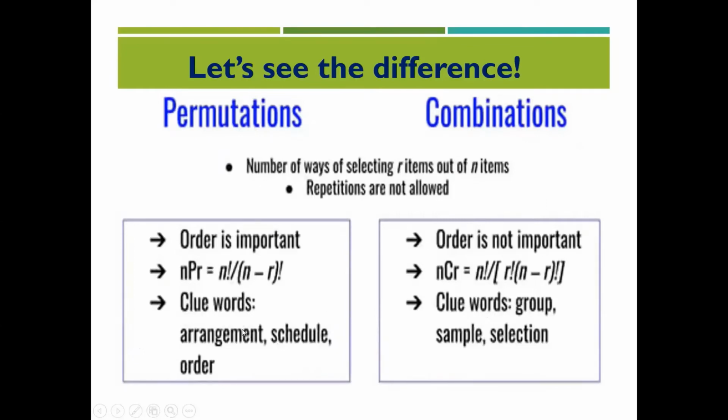What are the clue words or hints for you to know whether the problem is permutation? We have arrangement, schedule, order, position. For combination, order is not important. What are the clue words? Group, sample. If you have to group, if you have to get a sample, if you have to select, if you have to choose, and so on. So it's about combination.